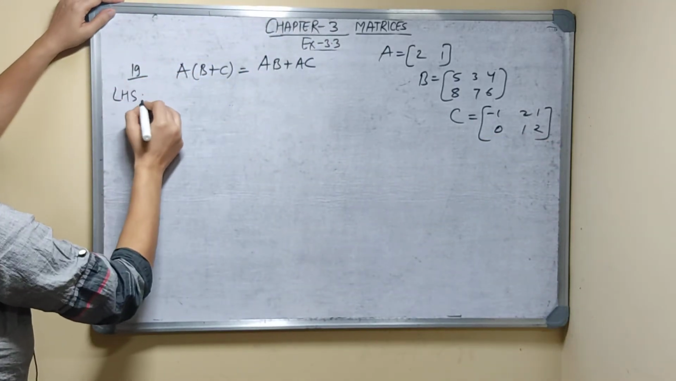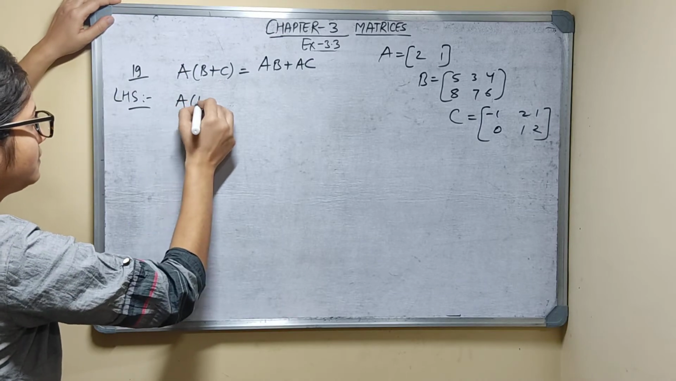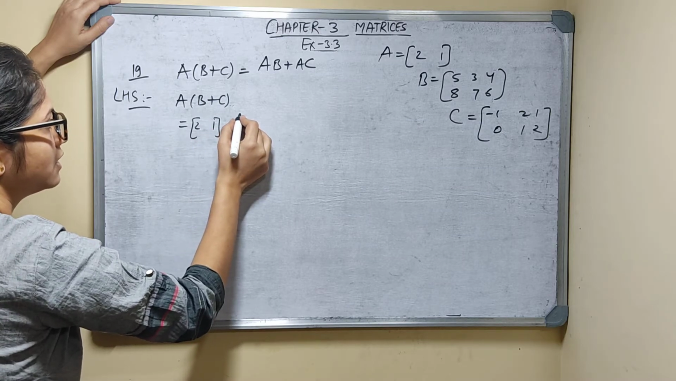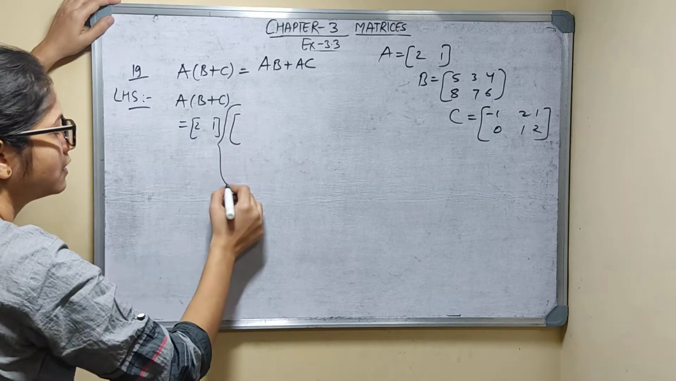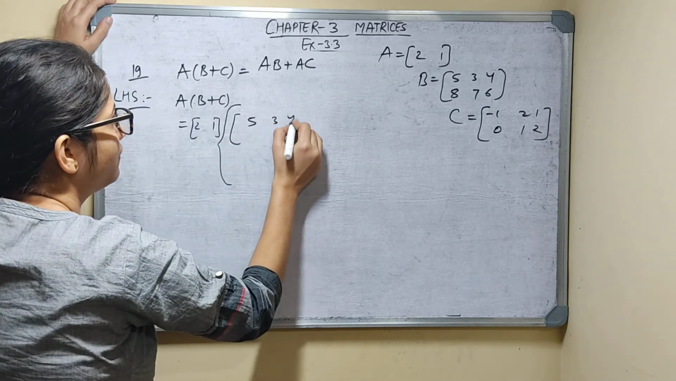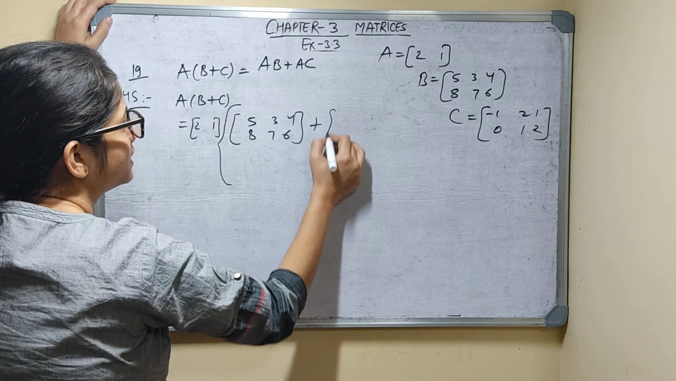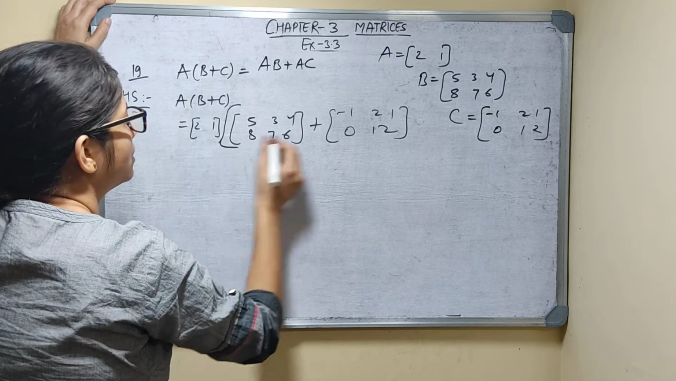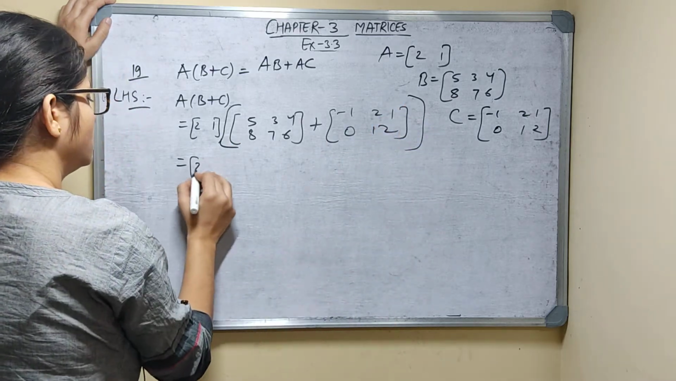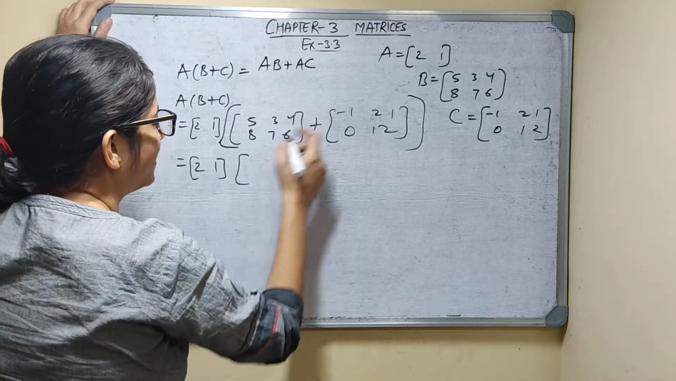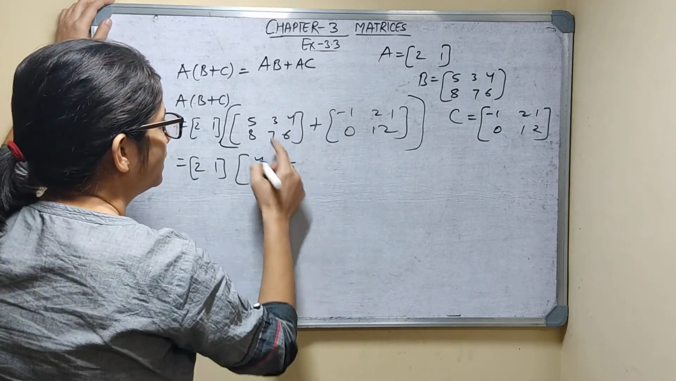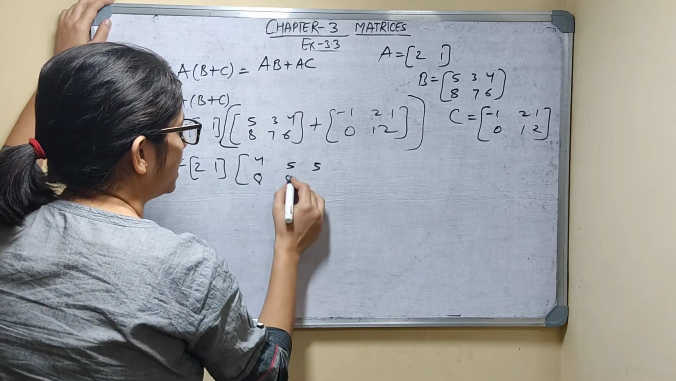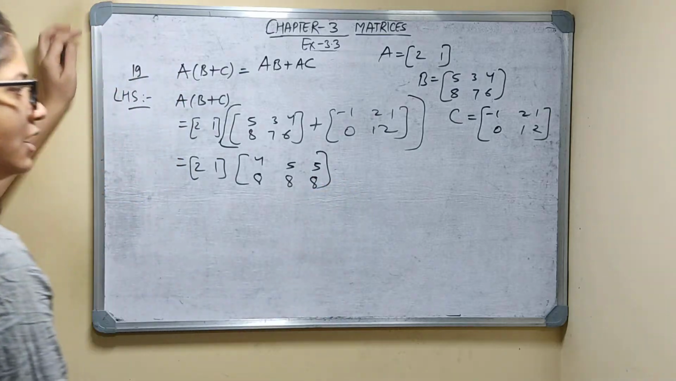First LHS I am solving, A of (B plus C). So A is [2, 1]. B plus C, first I will add B plus C. B plus C is [5, 3, 4; 8, 7, 6] plus [-1, 2, 1; 0, 1, 2]. So 5 minus 1 is 4, 3 plus 2 is 5, 4 plus 1 is 5, 8 plus 0 is 8, 7 plus 1 is 8, 6 plus 2 is 8. Like this you can add.